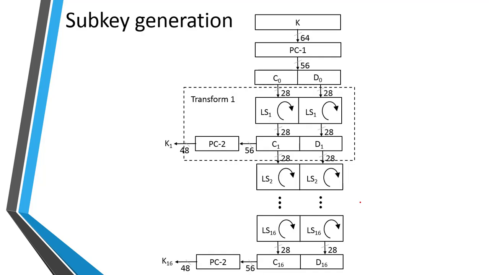Next, after applying permuted choice 1, we divide the key into two blocks, C0 and D0, and after that we apply the left circular shift. Now, how many bits should be shifted to the left? That depends on the round. So we will go to the next slide.